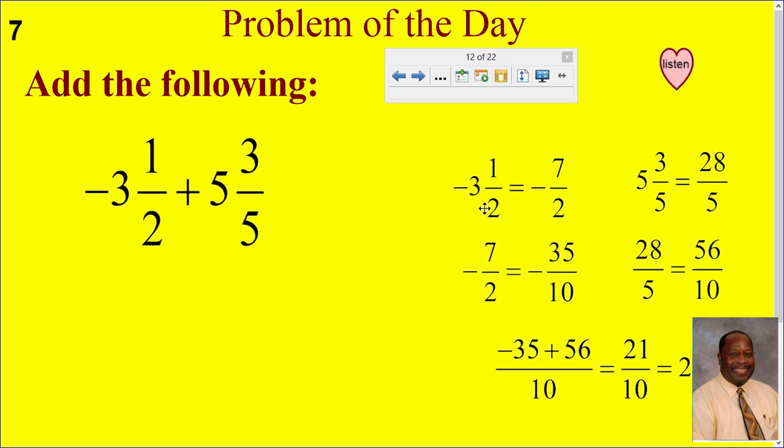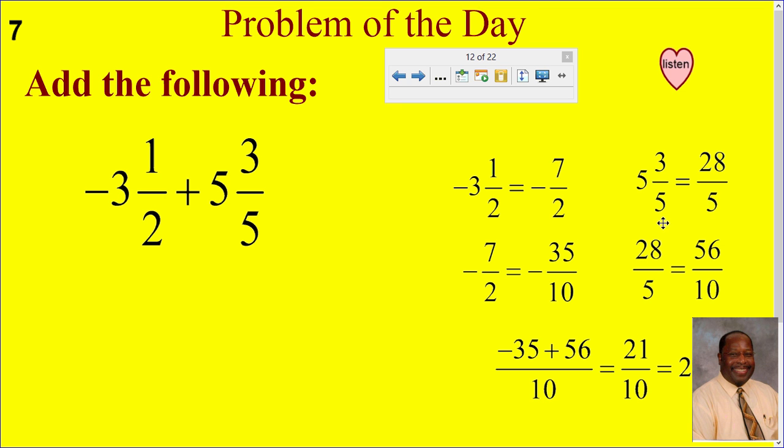All right, let's take a look at this. First thing I did was I took -3½, I changed that to -7/2. How did I do that? I multiplied 3 times 2, gave me 6, added 1, gave me 7, that gave me -7/2. Then I took 5 3/5, changed that to 28/5. By multiplying again, the whole number 5 times the denominator 5 gave me 25. Add the numerator 3, gave me a new numerator of 28, and I kept my denominator of 5.